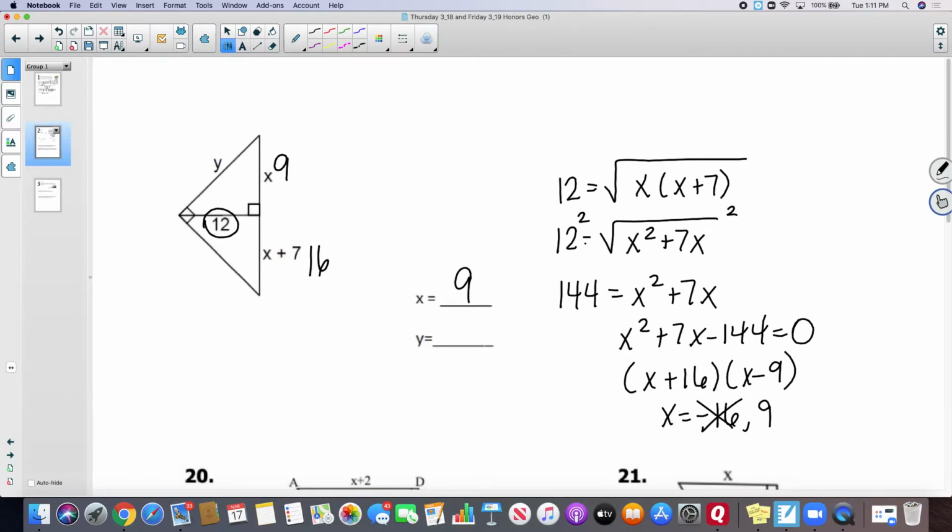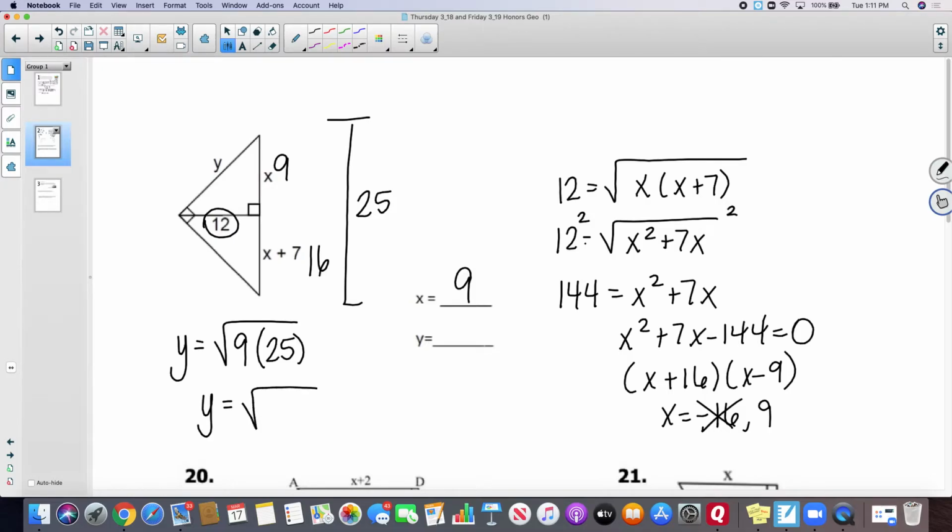So to get y, we're going to say y is equal to the geometric mean of part times whole. Because if you add this together, you would get 25. And so if you multiply 9 times 25 together, you should get 125. So then the square root of 125 is 15. Or you could have done Pythagorean theorem in this triangle to get y.